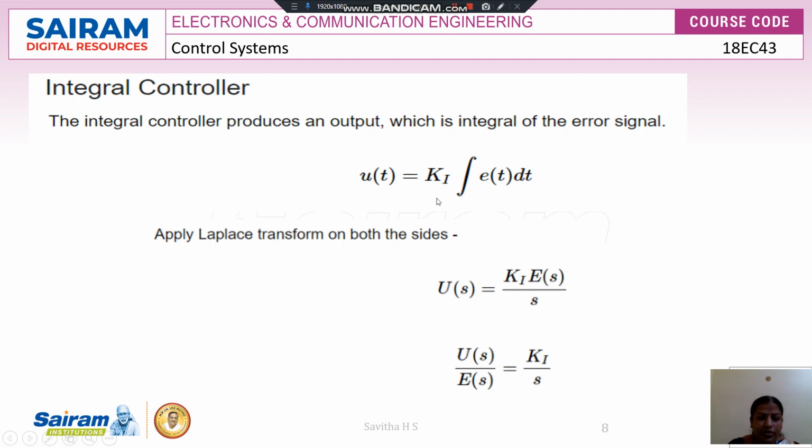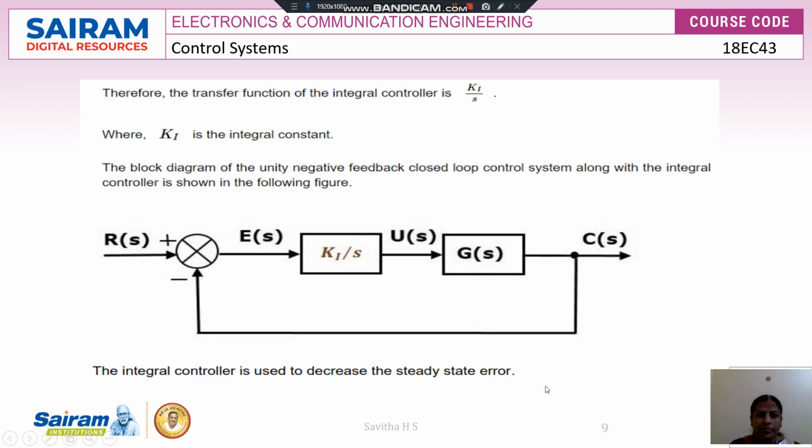In this also we need to take the Laplace transform. So u(t) will be U(s) and this is equal to Ki, the integral constant, which we write as such, and e(t) is E(s). Since it is the integration of dt, the Laplace transform is divided by s. So U(s) by E(s) is Ki divided by s. Therefore, the transfer function of the integral controller is Ki by s, where Ki is the integral constant.